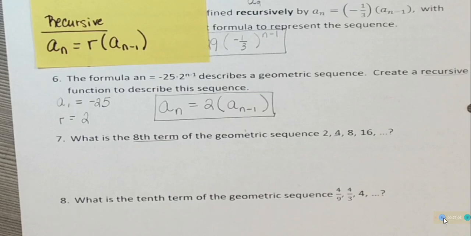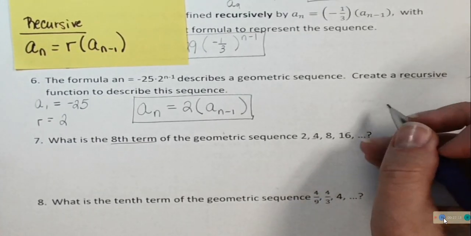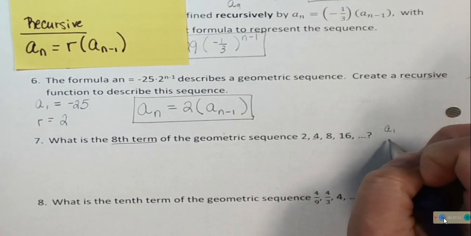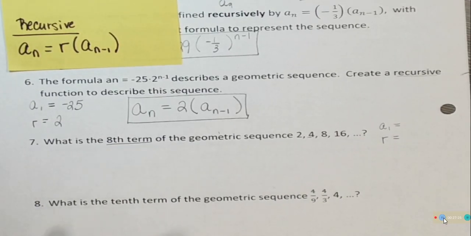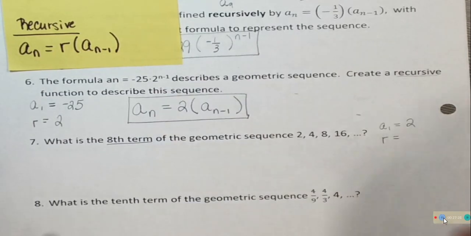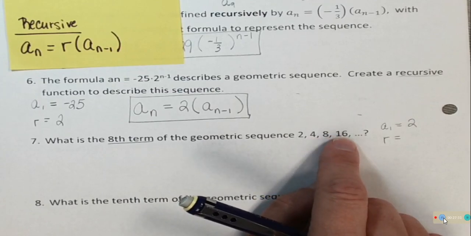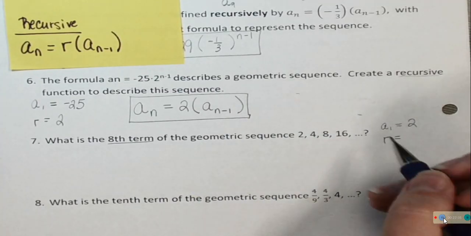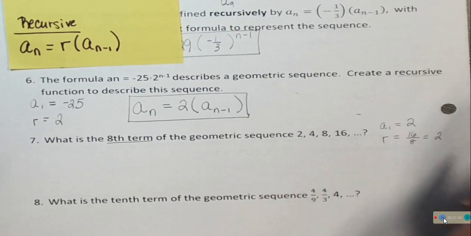Now, I'm going to do it both ways because some of you are going to like recursive, and that's fine. Some of you are going to prefer explicit, and that's fine. I'm going to start with recursive. But before I can start it, I need to know two things. I need to know A1 and I need to know R. A1 is where I start. Where do I start? I start at 2. Now, what are you doing to go 2, 4, 8, 16? Well, times by 2. You're timesing by 2. If you weren't sure, pick the last number, divide by its previous, and 16 divided by 8 is also 2.